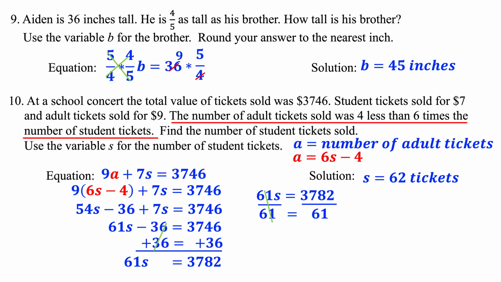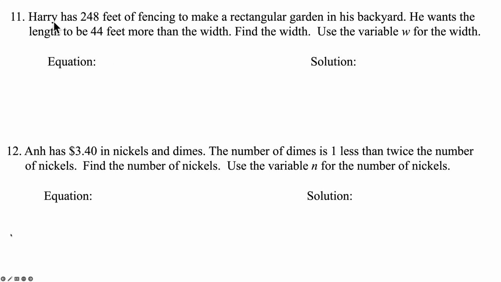All right, number 11. Harry has 248 feet of fencing to make a rectangular garden in his backyard. He wants the length to be 44 feet more than the width. Find the width, use the W for the width. But wait a minute, there's also length, which I have no idea. So again, L is equal to length, W will be my width.